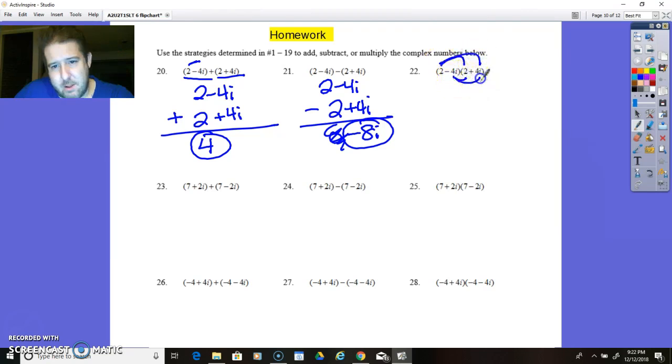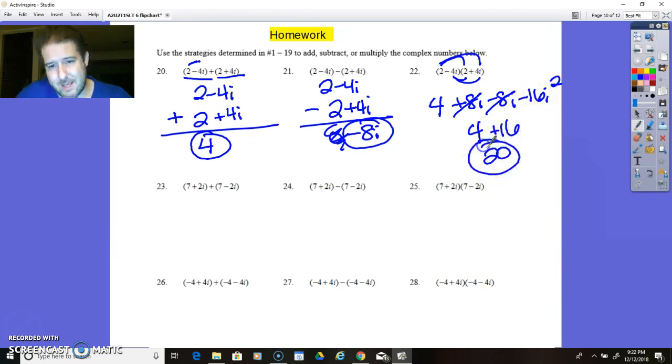First, outer, inner, last. So 4, 8i. The inners is negative 8i, and last is negative 16i squared. Well, the 2 inners and outers cancel each other out. That becomes a 4. This turns negative 16 to positive 16, and 20 is your answer. This is one of those perfect examples of when we had a complex times another complex number, and it equaled a real solution. So all you have to do to make a complex times a complex make a real solution is by basically make the numbers exactly the same and make one negative and one positive.